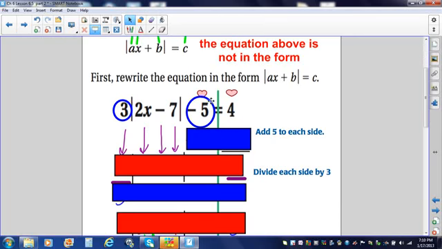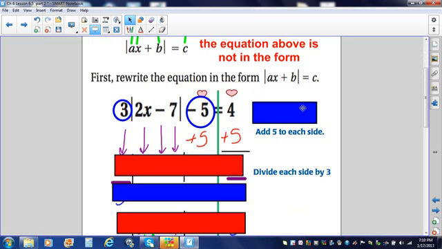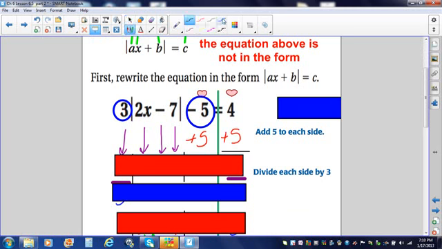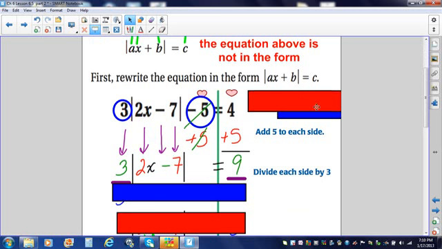So we're going to have to get rid of this term, which is negative 5, and we're going to have to get rid of this term 3 touching the absolute value. So let's do this first. Let's do the inverse, the opposite, and let's add 5 to each side. So I'm going to add 5 to negative 5. These are going to cancel. Bada bing, bada boom. I'm left with 4 plus 5, which is going to give me 9.